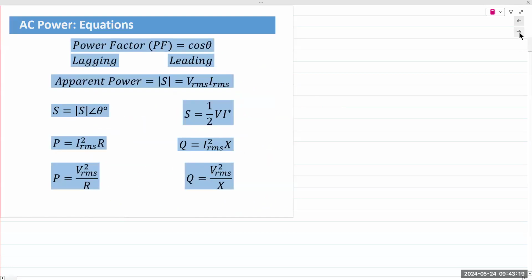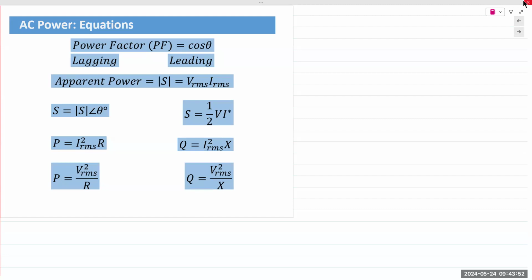All right, other equations. And we introduced a new term. We talked about the power angle. The power angle, if you take the cosine of that angle, it is known or labeled as the power factor. Power factor basically illustrates how much energy is required by the consumer.